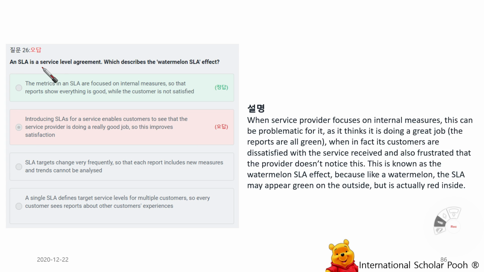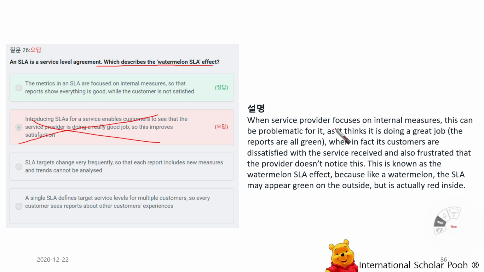An SLA, service level agreement, describes the watermelon SLA effect. The metrics in an SLA are focused on internal measures, so that reports show everything is good, while the customer is not satisfied. Introducing the SLA for service enablement lets customers see the service provider is doing a really good job, so this improves satisfaction. No.